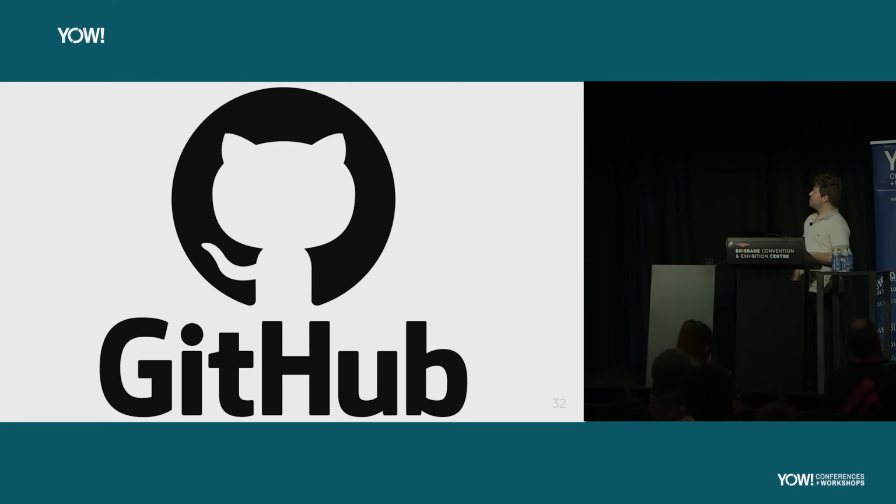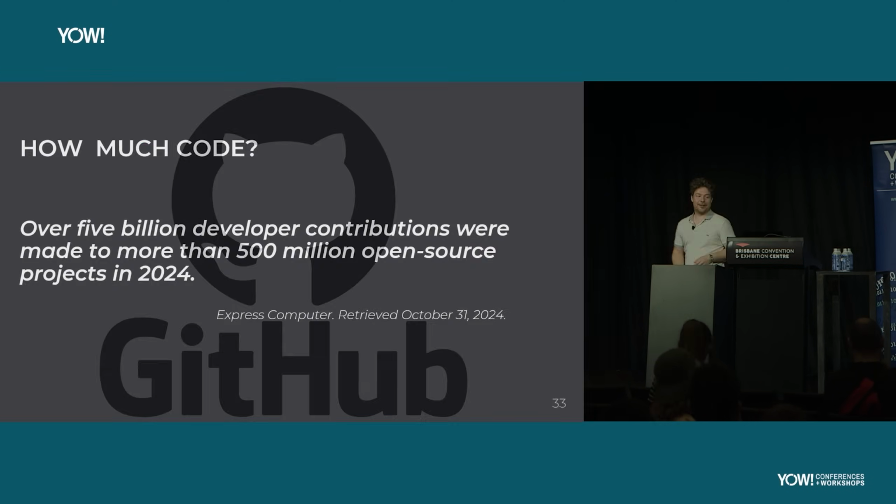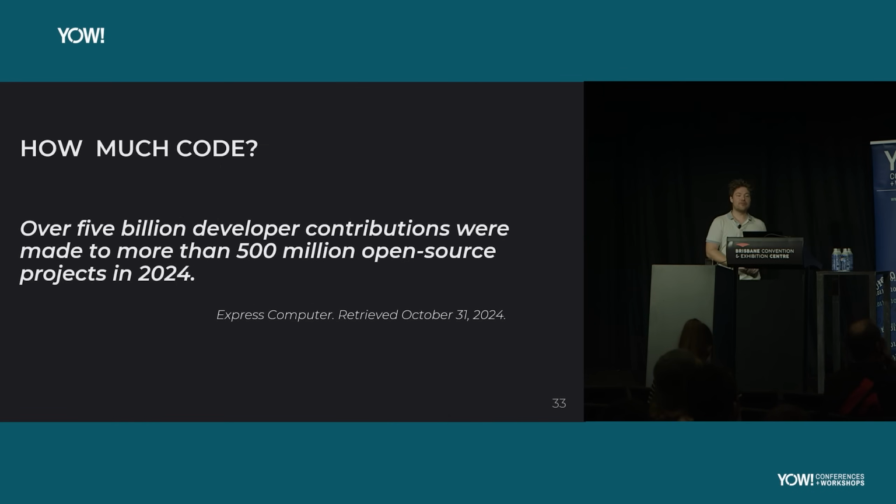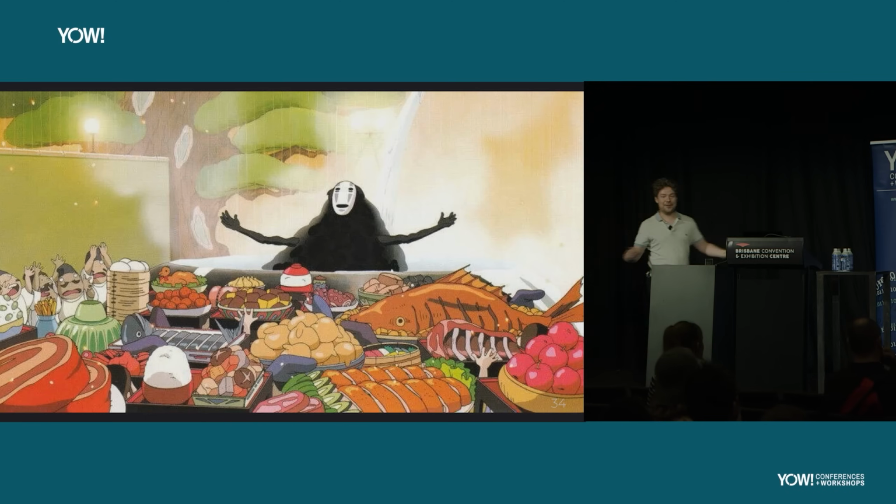So has anyone heard of GitHub? So it turns out there's a lot of code on GitHub. How much? Well, over 5 billion developer contributions were made to more than 500 million open source projects in 2024. So over 500 million open source projects. So what does this mean for us? We feast.